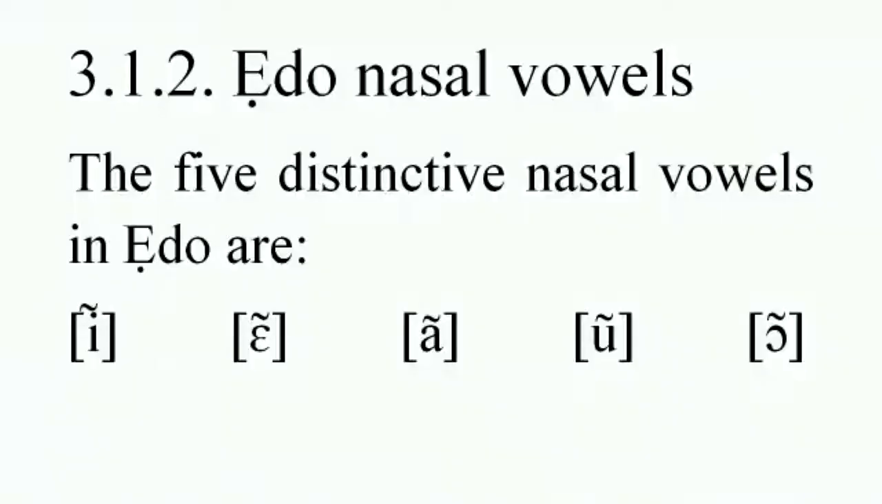Edo nasal vowels. Edo has 5 distinctive nasal vowels. When we say distinctive, it means you can use such vowels to create new words in the language, contrasted with other words with the corresponding oral vowels. So we have 5 of such nasal vowels, and these are E, A, U, O.